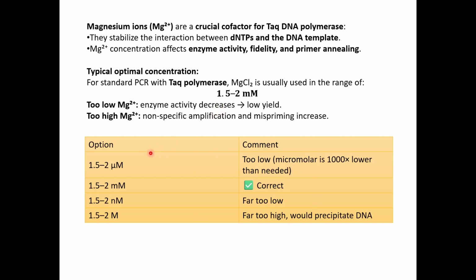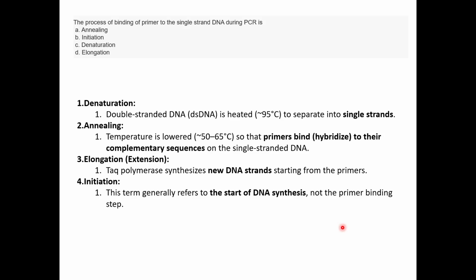So this is the table. 1.5 to 2 micromolar is too low because micromolar concentration is much less than needed. 1.5 to 2 millimolar is optimal. 1.5 to 2 nanomolar is way too low. And 1.5 to 2 molar is very high and would precipitate the DNA.